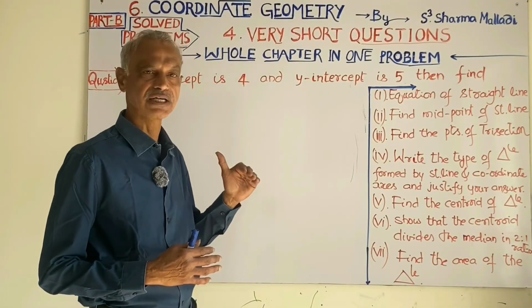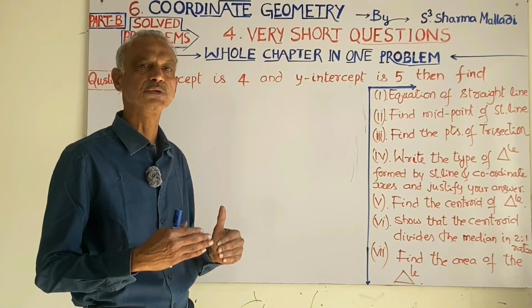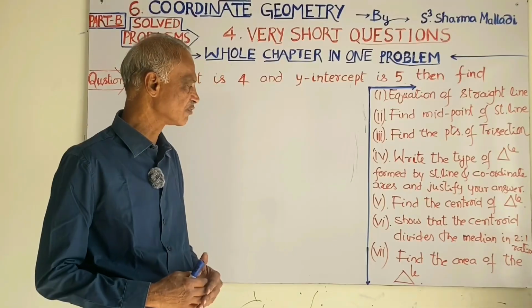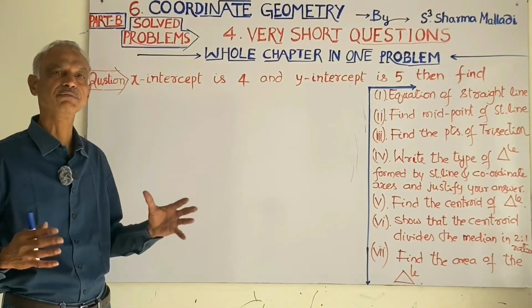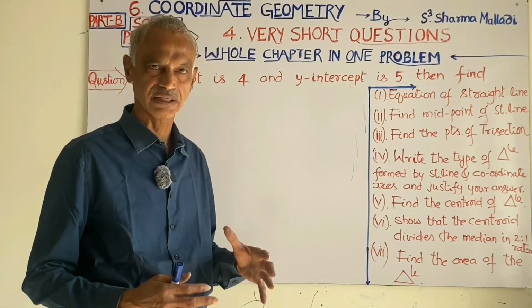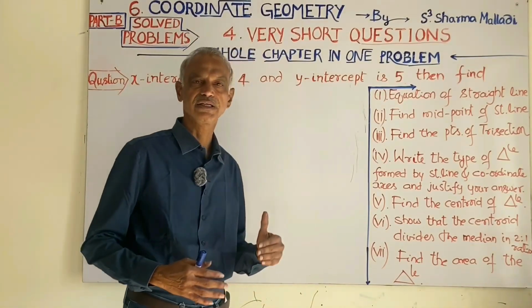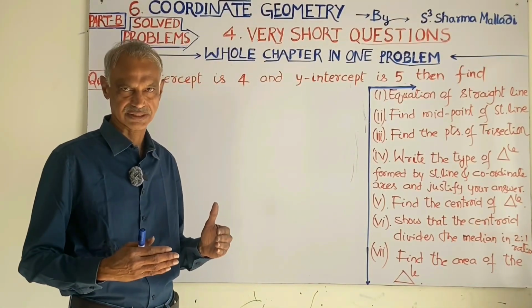Next. Show that the centroid divides the median in 2:1 ratio. Next. Find the area of the triangle. We have many methods to find the area of the triangle. We have to find the area of the triangle in different methods.